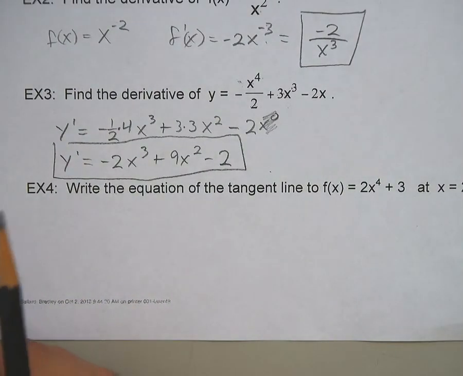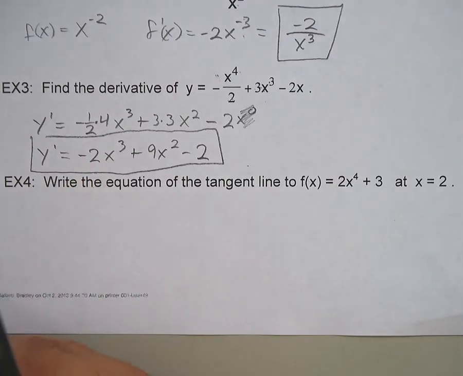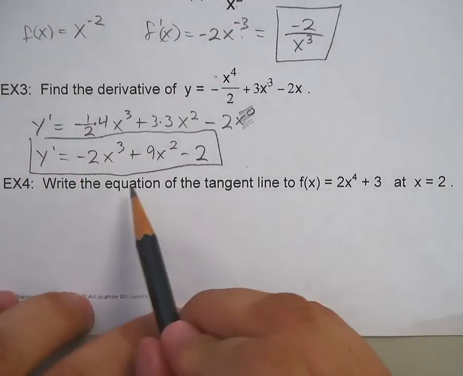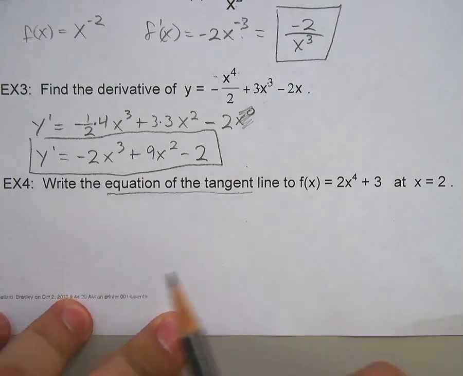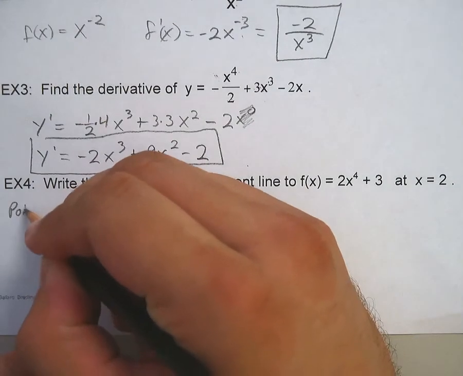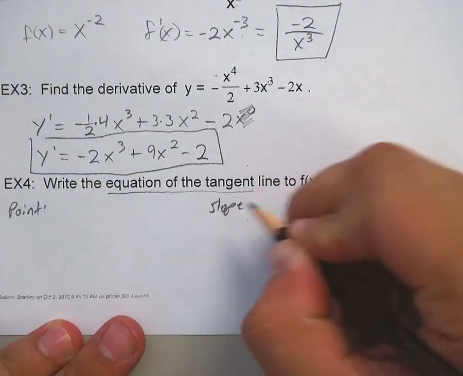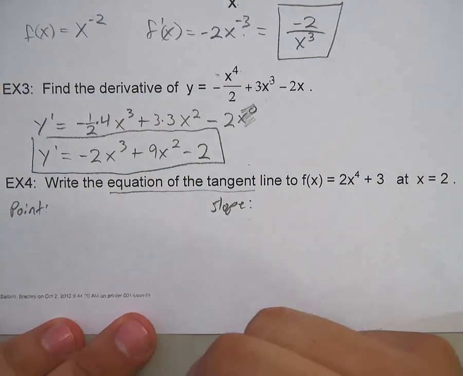Example number 4. Sorry, if that was insensitive. Write the equation of the tangent line to f of x is 2x to the 4th plus 3. Okay, so first, equation of a tangent line. I need a point, and I need a slope.